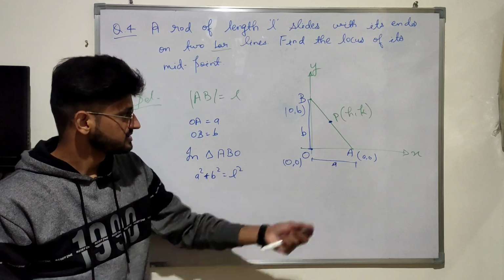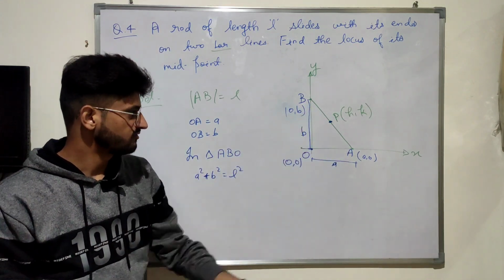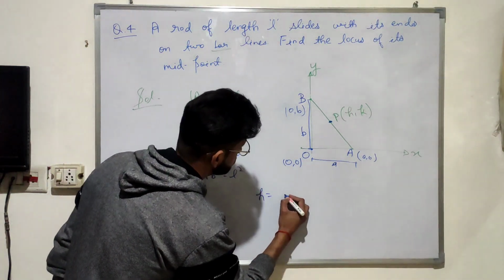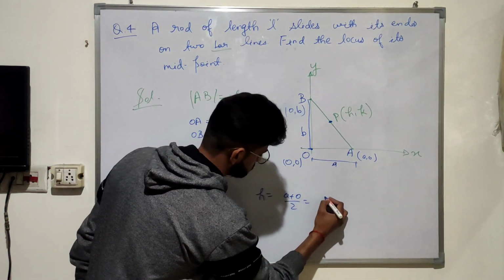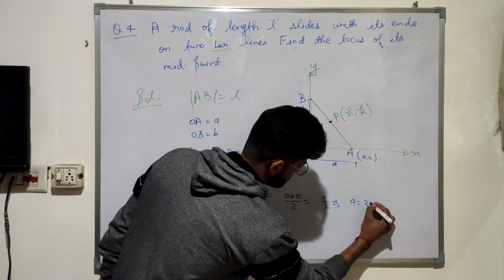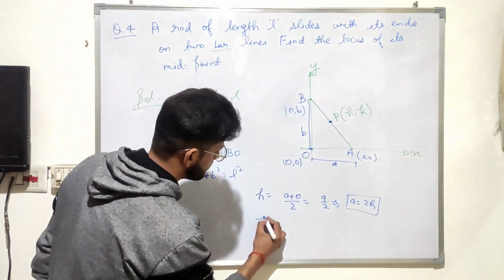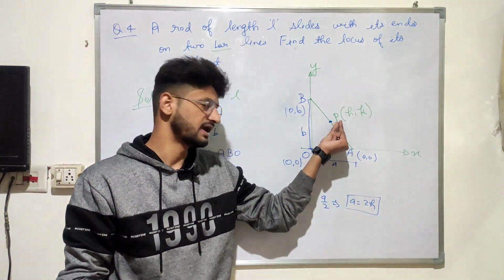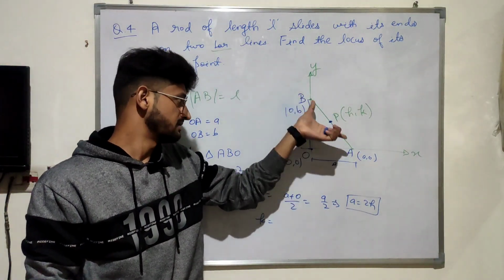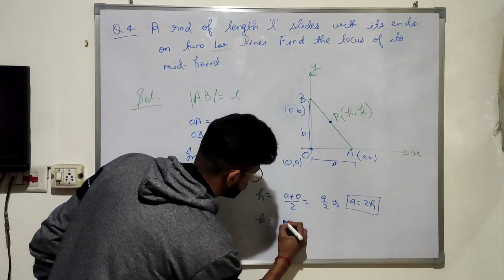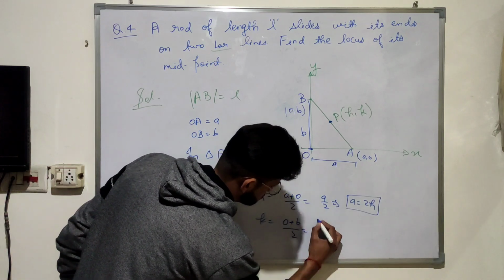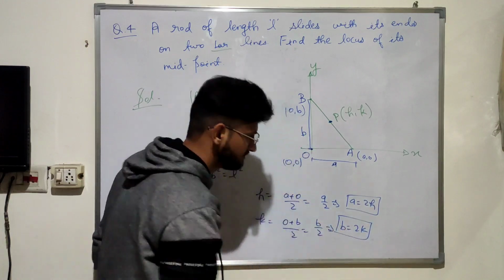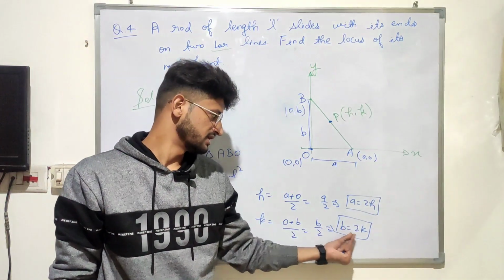So what we can do is, since H is the midpoint of length AB, we have the coordinates of A and the coordinates of B, which we have assumed. So we can write H is equal to A plus 0 upon 2, that is equal to A by 2. So basically A is going to be 2H. Similarly, since K is the y coordinate of P, and it is the midpoint of this rod AB, K is going to be equal to 0 plus B divided by 2, that is B by 2. So here we can write B is going to be equal to 2K. So finally we got A in terms of H and B in terms of K.